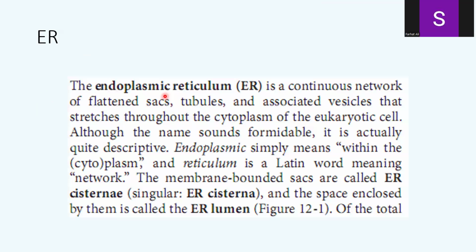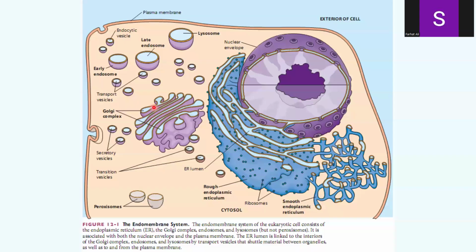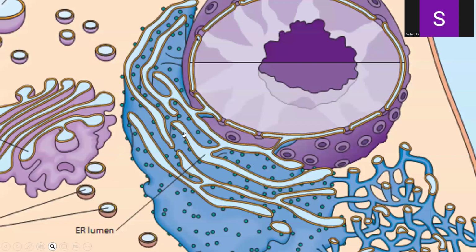So the first important constituent is the endoplasmic reticulum. The endoplasmic reticulum is a continuous network of tube-like structures, and on one side they are continuous with the nucleus. If you look at the figure again, you can see that the membrane of the endoplasmic reticulum is continuous with the nuclear membrane.